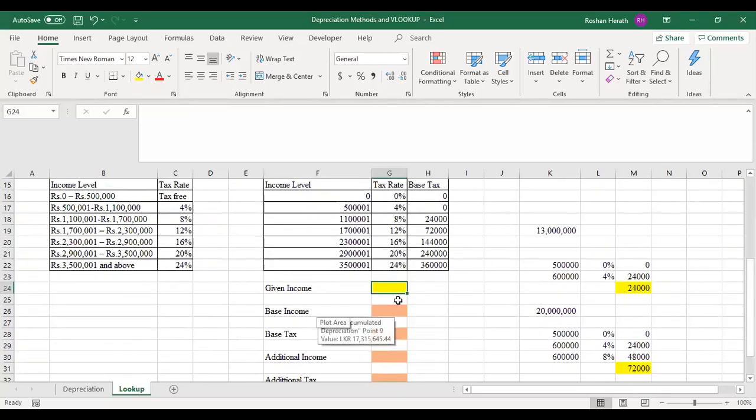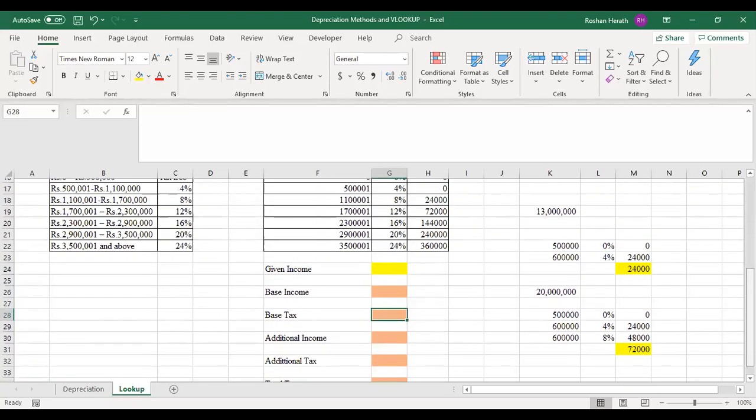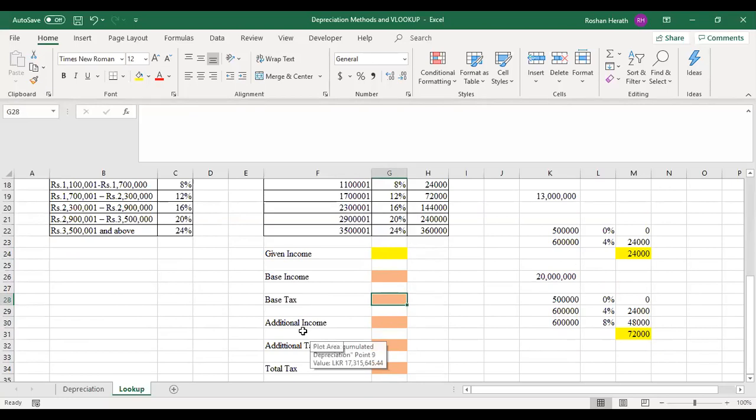So the one is the base income. Once I give the given income, I might come up with the base income. And the base tax would be of use. Base tax is definitely of use. Then I can take the additional income, I can work that out. And the additional tax, so that when it comes to the total tax, it is simply the base tax plus additional tax. So that's how we have taken.